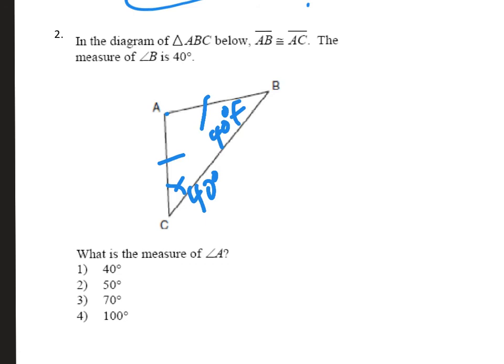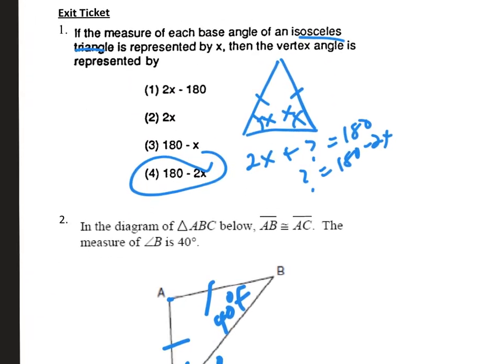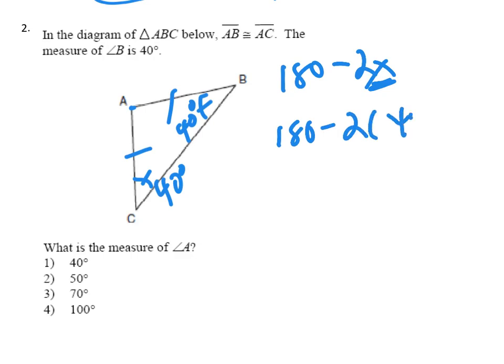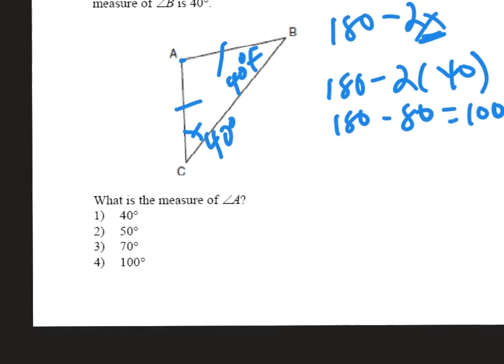So in order to figure out my vertex A, right, I can actually use the first problem in my exit ticket to help me out with that. I know that my vertex angle is represented by 180 minus 2x, right? Lo and behold, I know what this x is. I know that it's going to be 40 because that's the measure of my base angle. So I'm going to just substitute that in. 2 times 40, right? This is 180 minus 80, and that's going to give us 100 degrees, right? So this is going to be option 4.